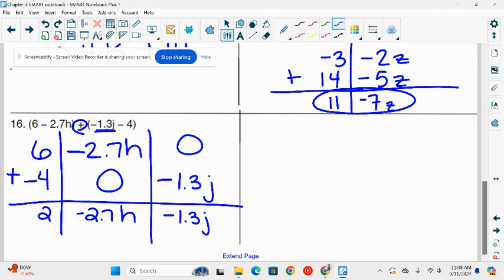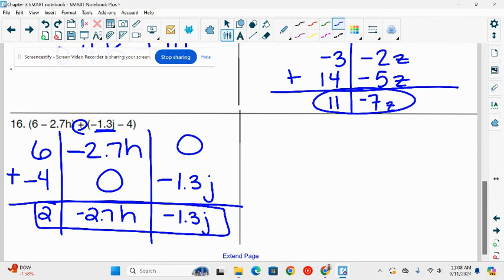So my answer, my expression, is 2 minus 2.7h minus 1.3j. This is my answer. They try to be tricky. Some of you almost fell for it, and some of you didn't, so I'm proud.